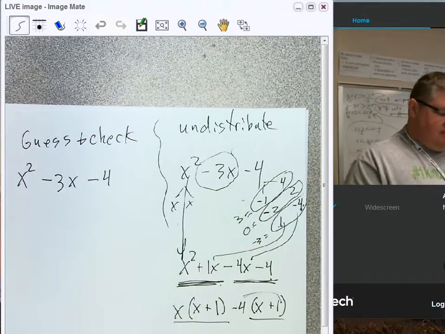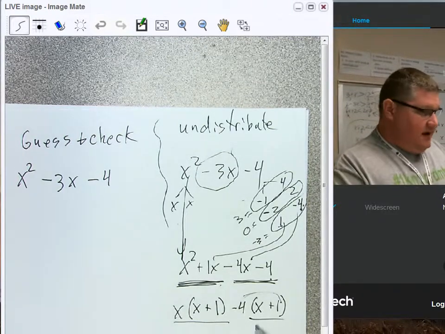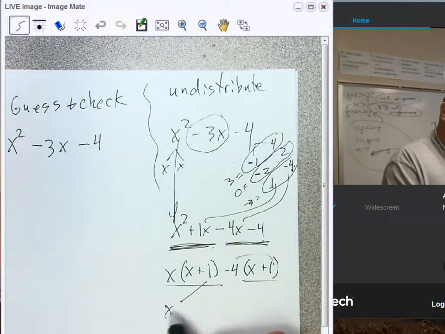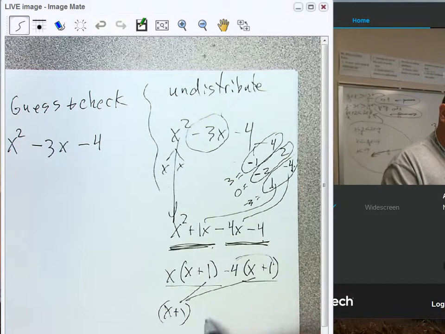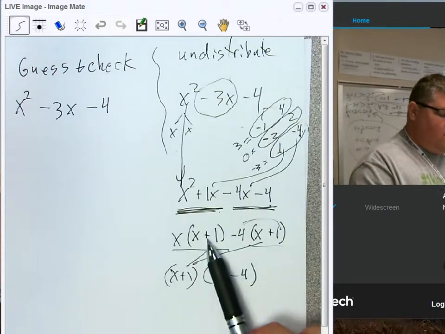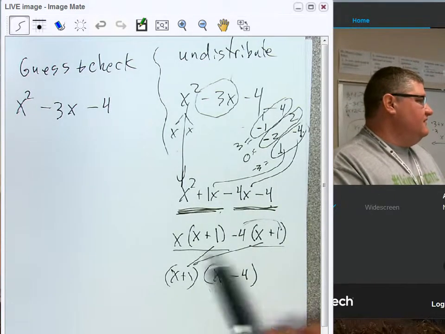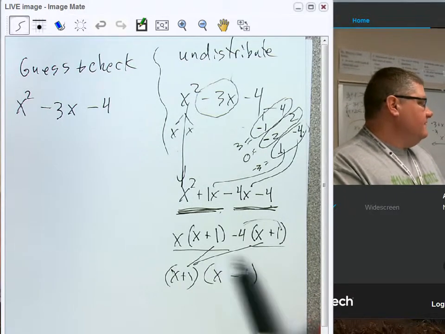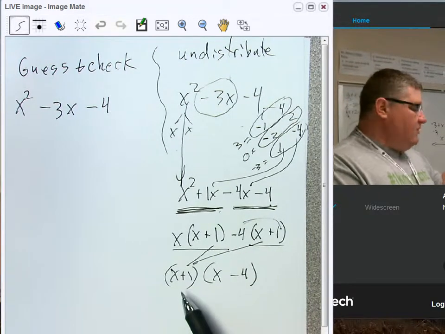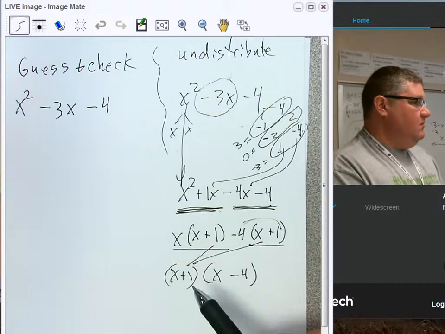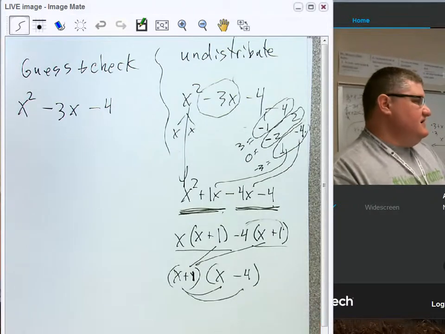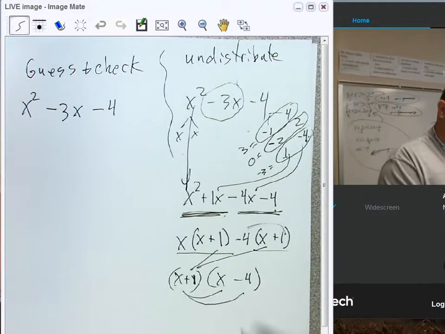What's common to each of these pieces? X plus 1. So x plus 1, x plus 1 leaves x and a minus 4. Now, here's what some folks wonder. They say, wait a minute, where'd the other x plus 1 go? How many x plus 1s do you see? 2, but how many do you see here? 1. Well, where did the other one go? When I distribute it, don't I give one to each piece? Opening it back up. So here's my solution.